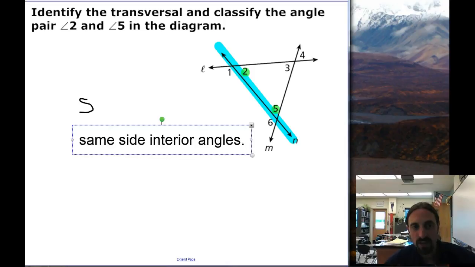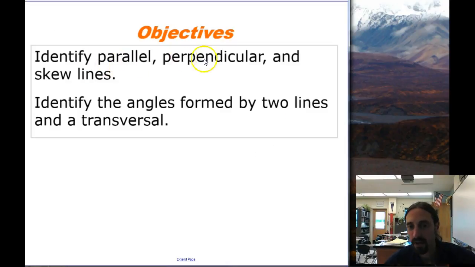I hope this lecture was helpful. Again, today we wanted to identify parallel, perpendicular, and skew lines, and then identify angles formed by two transversals. I think we've just nailed that. You guys have done a really good job. We're going to hit it hard tomorrow when we talk about parallel lines.